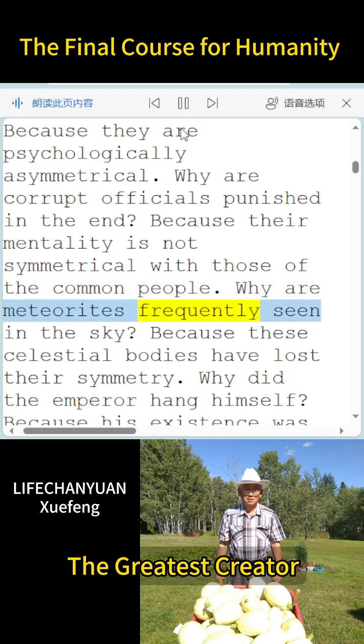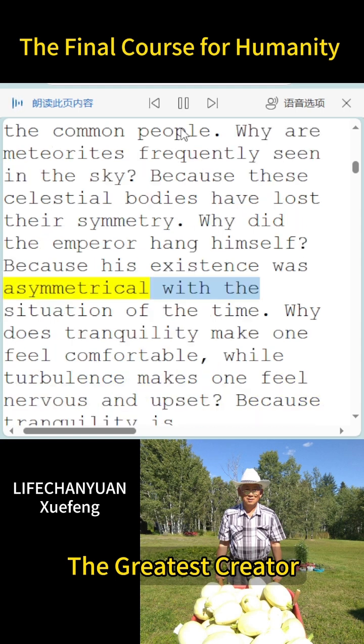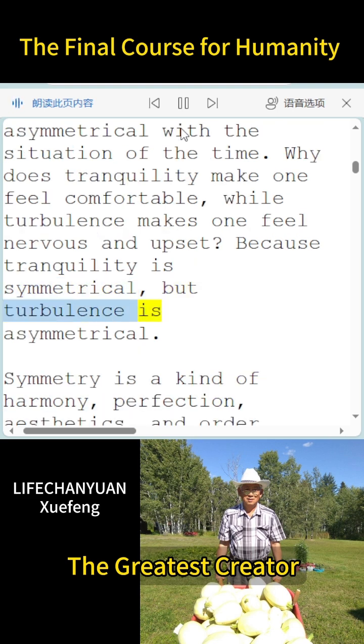Why are meteorites frequently seen in the sky? Because these celestial bodies have lost their symmetry. Why did the emperor hang himself? Because his existence was asymmetrical with the situation of the time. Why does tranquility make one feel comfortable, while turbulence makes one feel nervous and upset? Because tranquility is symmetrical, but turbulence is asymmetrical. Symmetry is a kind of harmony, perfection, aesthetics, and order.